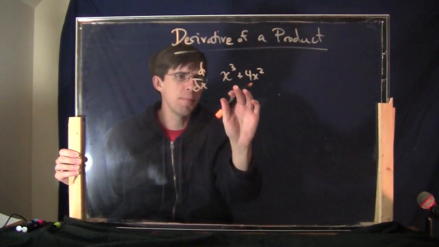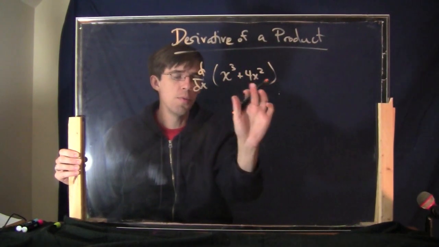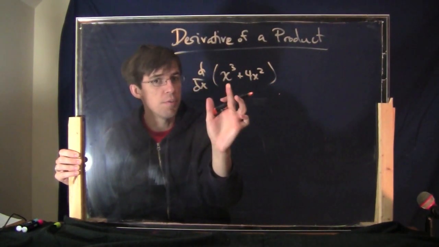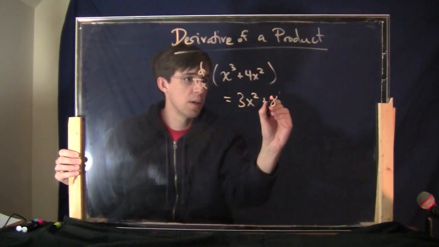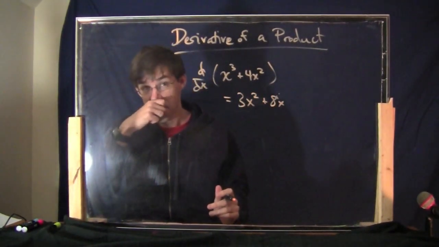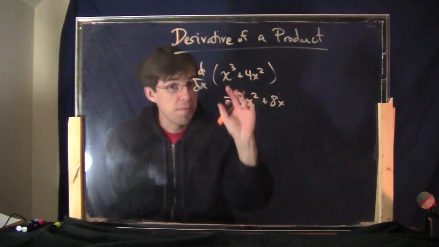You don't really even think about this, but the fact is when you have two things added together, you just do the derivative of the first one and you add it on to the derivative of the second one. So that's 3x squared plus 8x, right? This is the derivative of two things added.